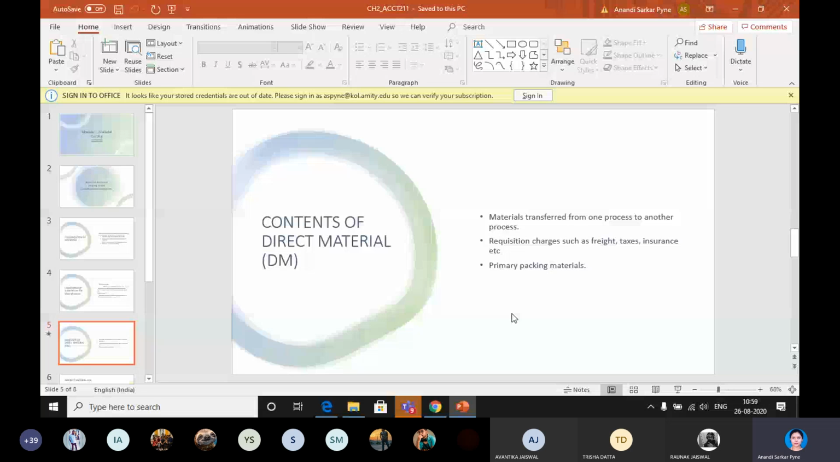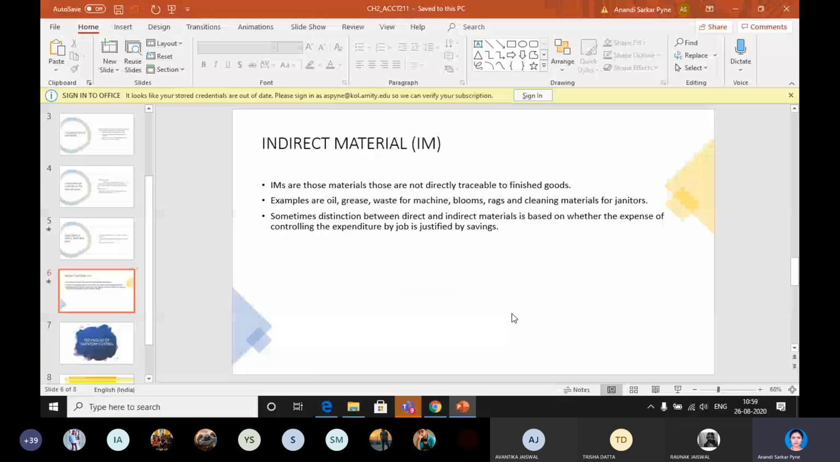Now, the other portion, indirect material, is also a part of materials. One portion is direct material, and indirect material is the opposite of direct material. That is, indirect materials are those materials which are not directly related with the finished goods, not directly related with the cost of production. As it's written, indirect materials are those materials that are not directly traceable to finished goods. Examples are oil, grease, waste for machines, brooms, rags, cleaning materials for generators.